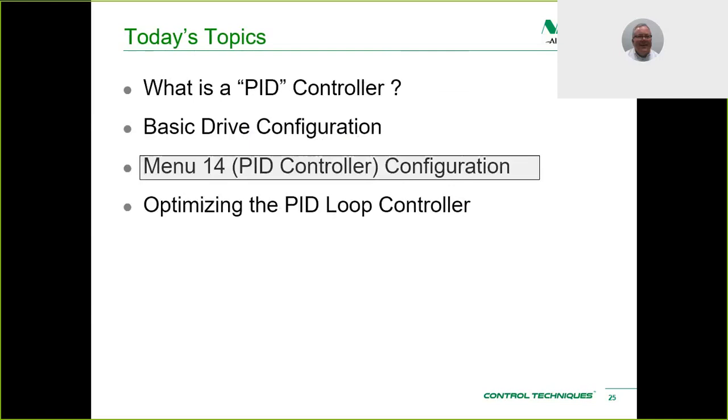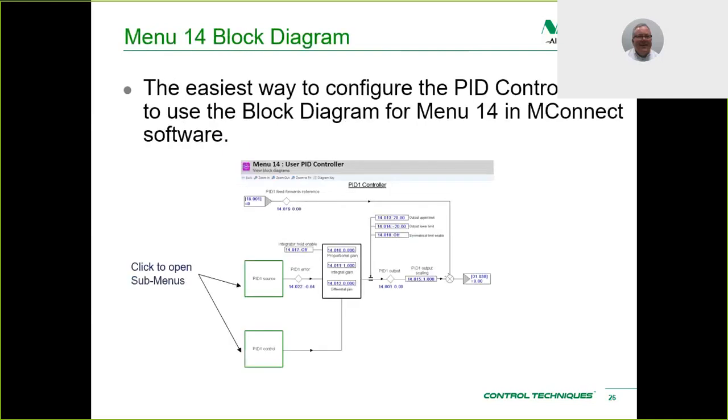And the next thing I want to look at is menu 14 itself, and this is where we configure the PID controller. Now, the easiest way to configure the PID controller is to use the block diagram for menu 14, which is found in Connect Software. And that's what you're looking at here.